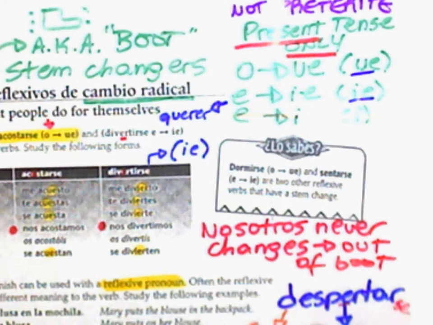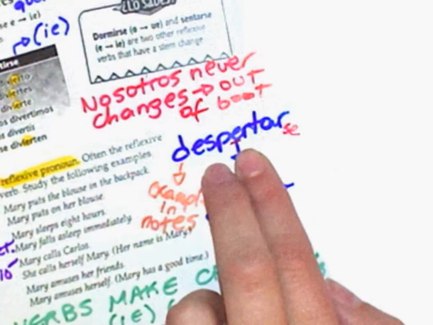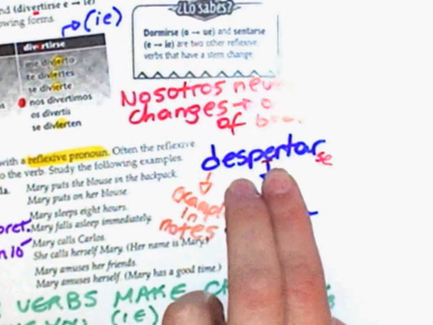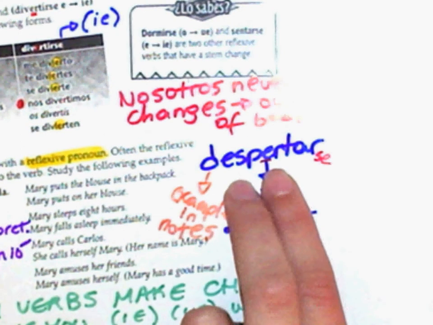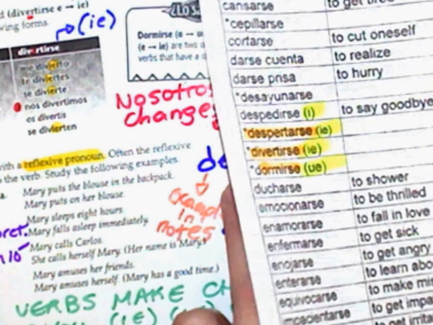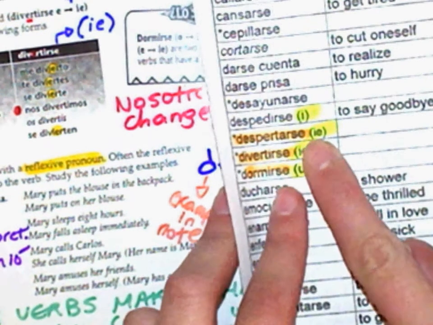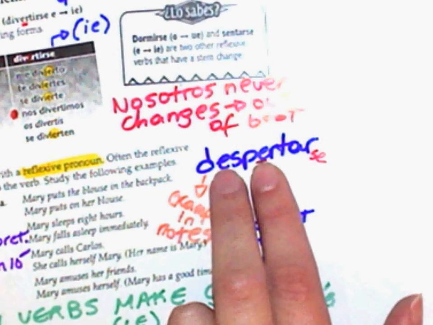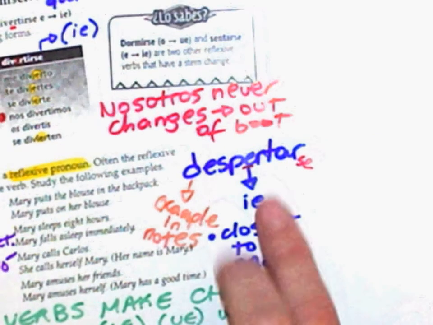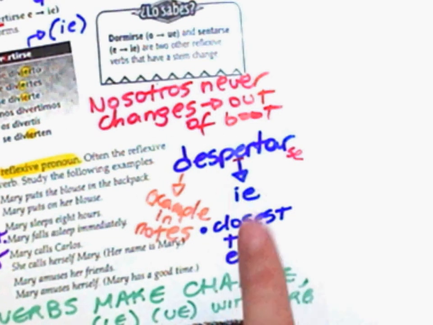What happens when you have a verb like despertar, though? What's next to it in your vocab? What's the parentheses tell you to do extra to it? Okay, so it's an IE change. Despertarse happens to have two E's. The rule is, if you have two E's, you're going to use the E closest to the end.